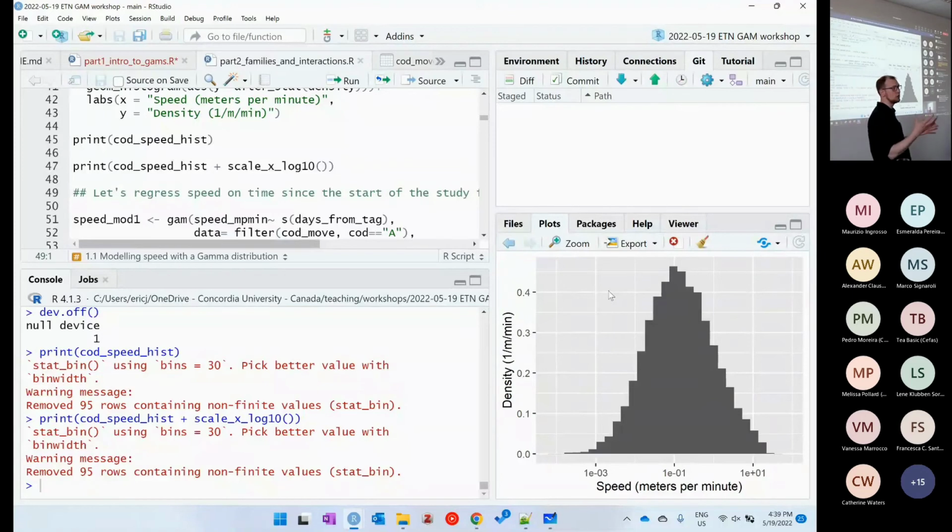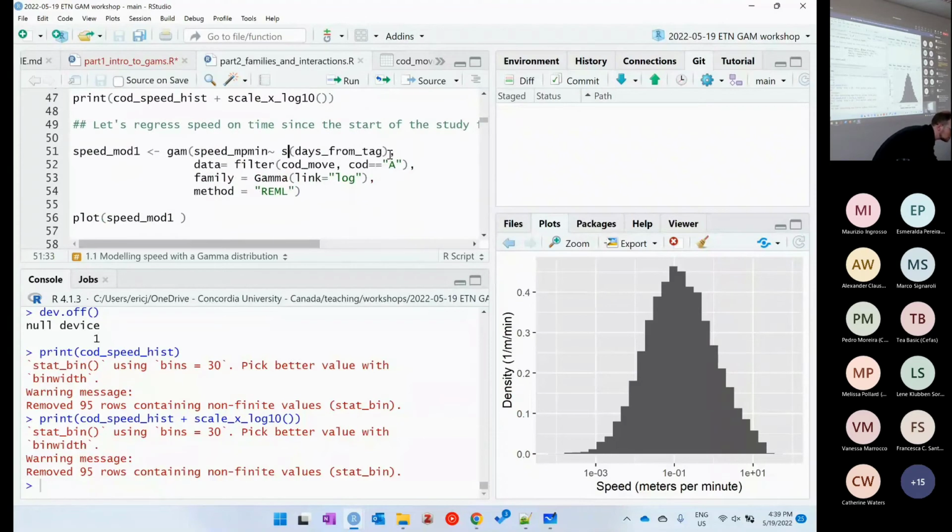We could alternatively just log transform the speeds ourselves, but the issue is then we're making a model that's predicting log speed, or mean log speed. We're not making a model that's predicting mean speed. We're predicting the mean of the log, which can be very different numbers. So if we use the gamma, we're specifically predicting what the average speed is at a given point in time, but we're accounting for the fact that the data has this long tail.